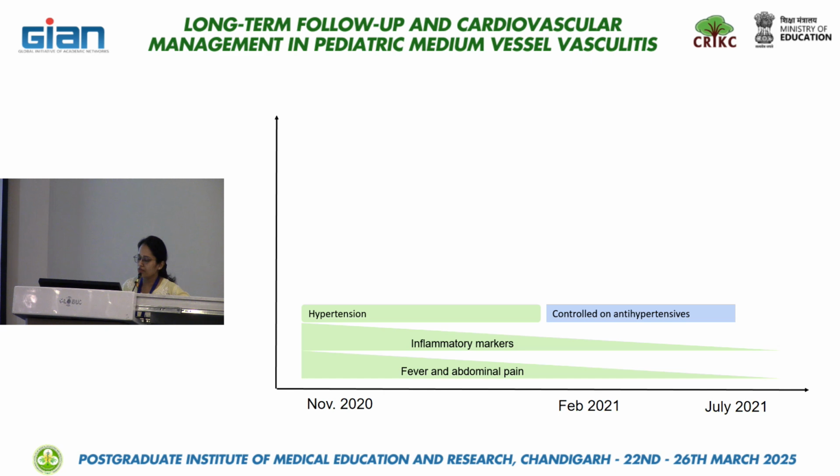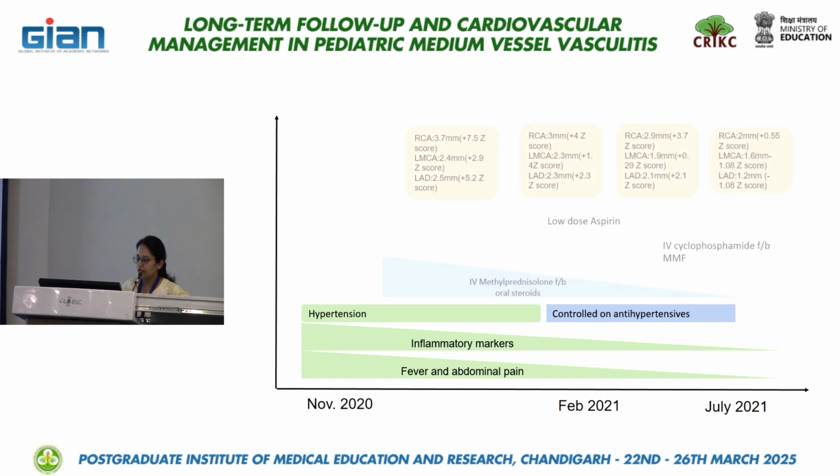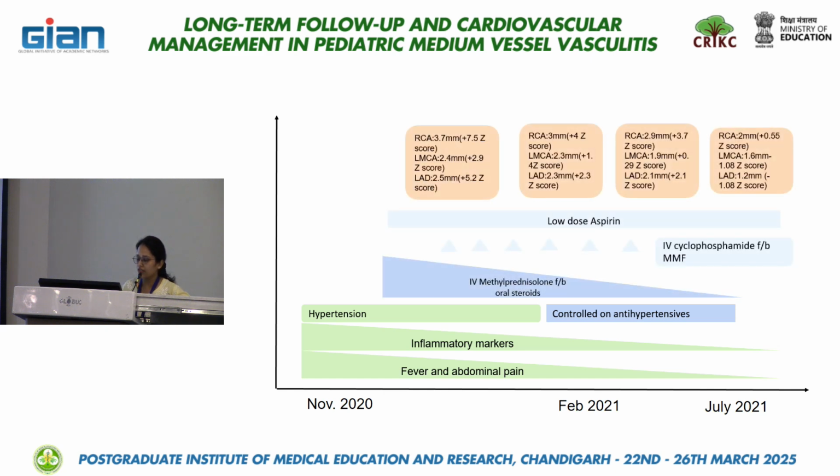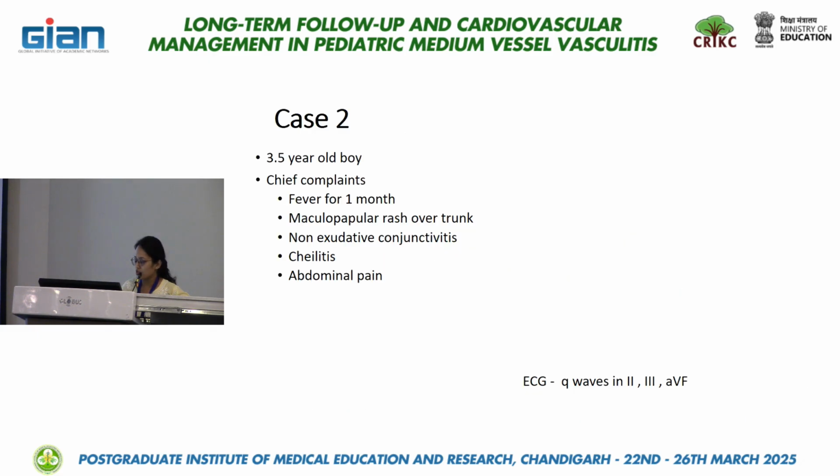So our diagnosis was revised to PAN, and we gave her IV methylprednisolone pulse for 3 days followed by oral steroids, and IV cyclophosphamide as monthly doses for 6 doses followed by MMF. We followed her regularly with echocardiography, and her echo had normalized by 4 to 5 months post-treatment.